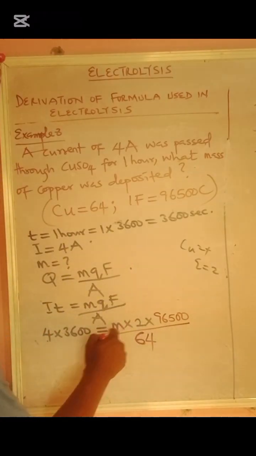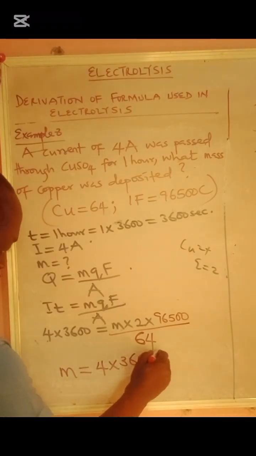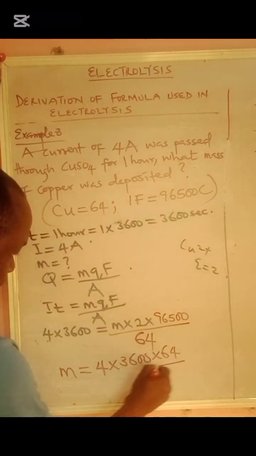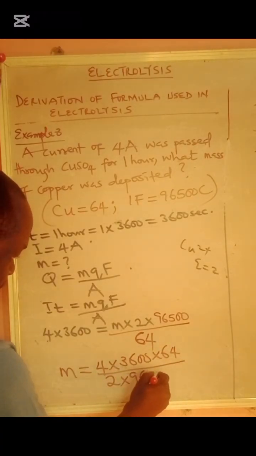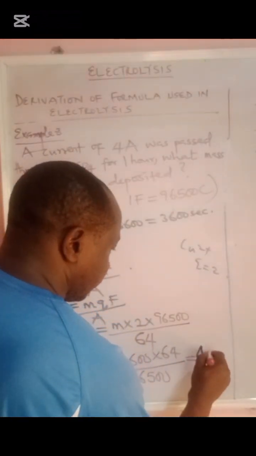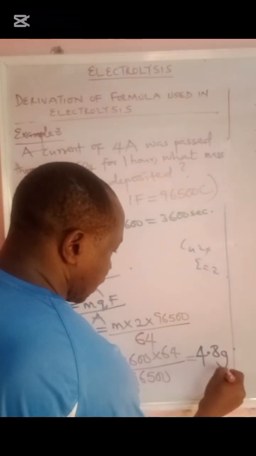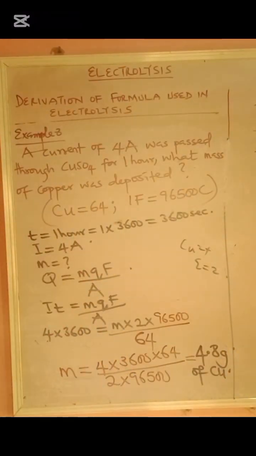So if you make m the subject of the formula, you are going to get 4 times 3600 times 64, everything divided by 2 times 96500. And you are going to get 4.8 gram of copper. That's by using the formula. That is example 8.